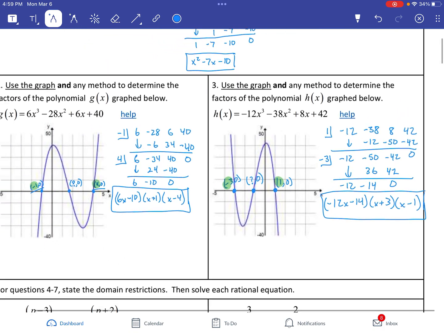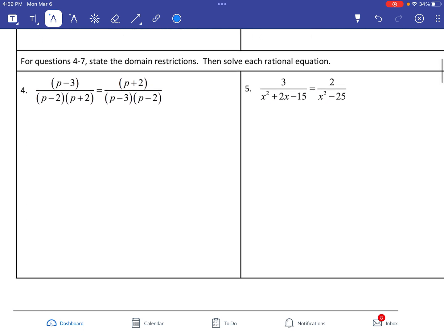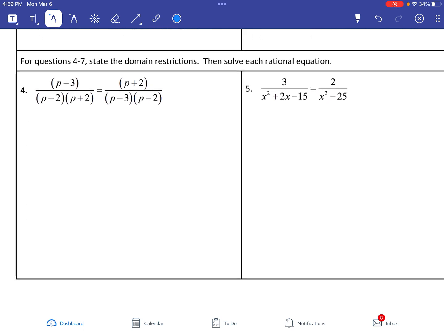All right, it's synthetic division. So, starting with number 4, we're doing one of the new topics of this unit, which is solving rational functions. The first thing we have to do is stated right here, is find the domain restrictions.